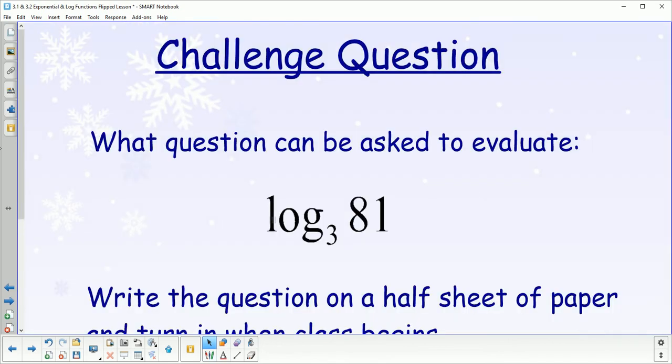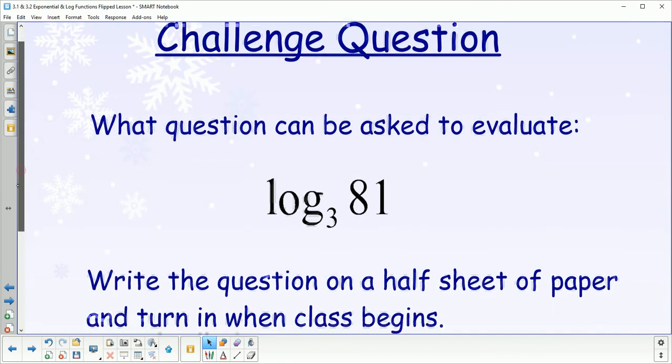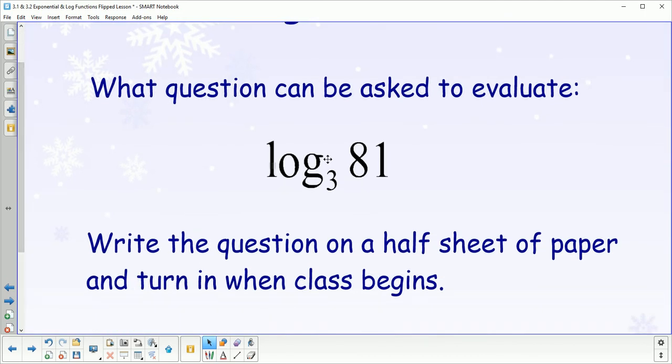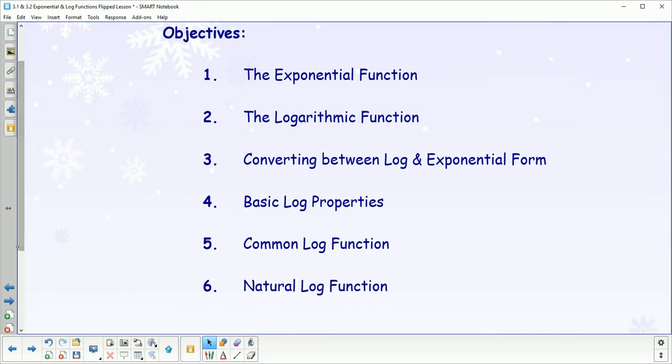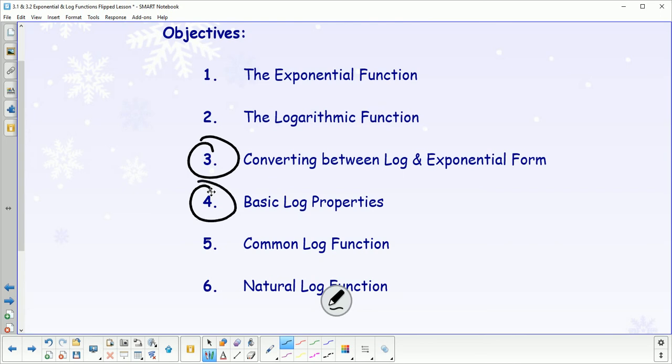Okay, so that is actually it for this lesson. So a trick here: what question can be asked to evaluate log base 3 of 81? You're going to write that question on a half sheet of paper and turn it in at the beginning of class tomorrow. Remember, we went over a lot of things, but it was pretty quick and fairly basic. You guys have seen most of this before. Probably the most important things you're going to need to remember are how to convert between log and exponents, primarily where your base goes and where your exponent goes, and then those log properties. You're definitely going to need those in order to work with exponential and log equations.